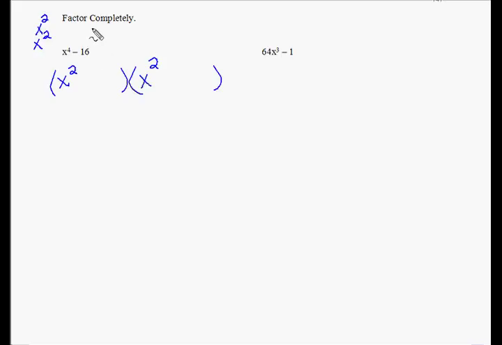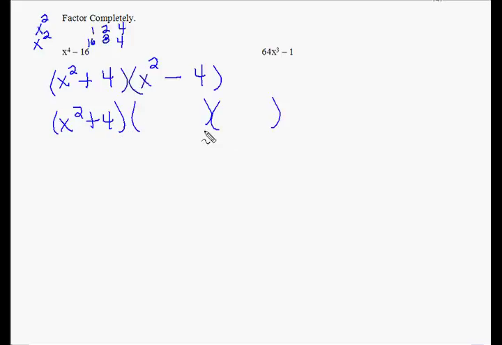And the way we break down 16 is 1 and 16, 2 and 8, 4 and 4. So we'll start at the end of the list and put a 4 in both sets of parentheses. The last term is subtracted, so the signs are different. One's a plus, one's a minus. X squared plus 4 are perfect squares, but they're added, and the perfect squares added does not factor over the real numbers.